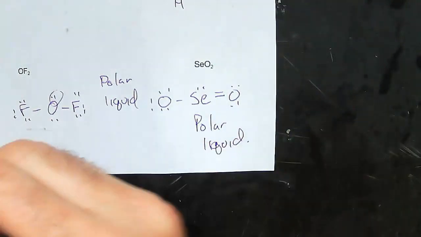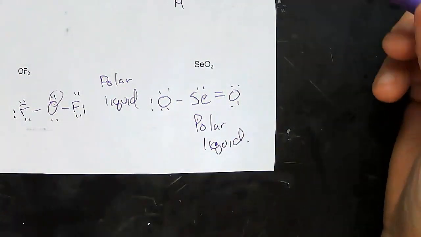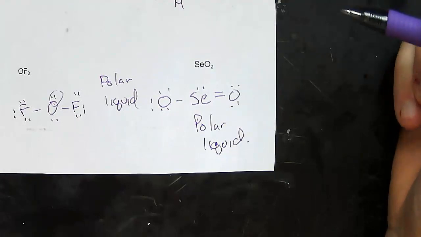Okie doke. So here we have it. These are the 9 structures and whether they're polar or non-polar.